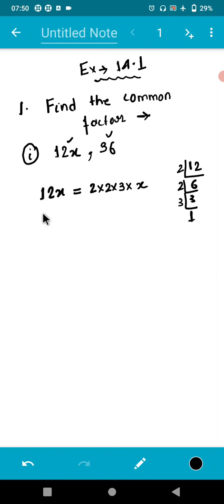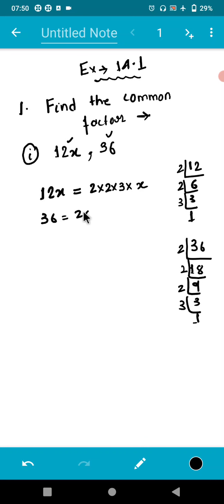Now let's break this 36 also. Again we'll do the same thing: 36, 2 eighteens are, 2 nines are, 2 threes are, 3 ones are. So we'll write it down as 2 into 2 into 3 into 3. Fine. Now we'll find out the common factors of 12x and 36. Common factor means we will write CF over here. These are the common factors.